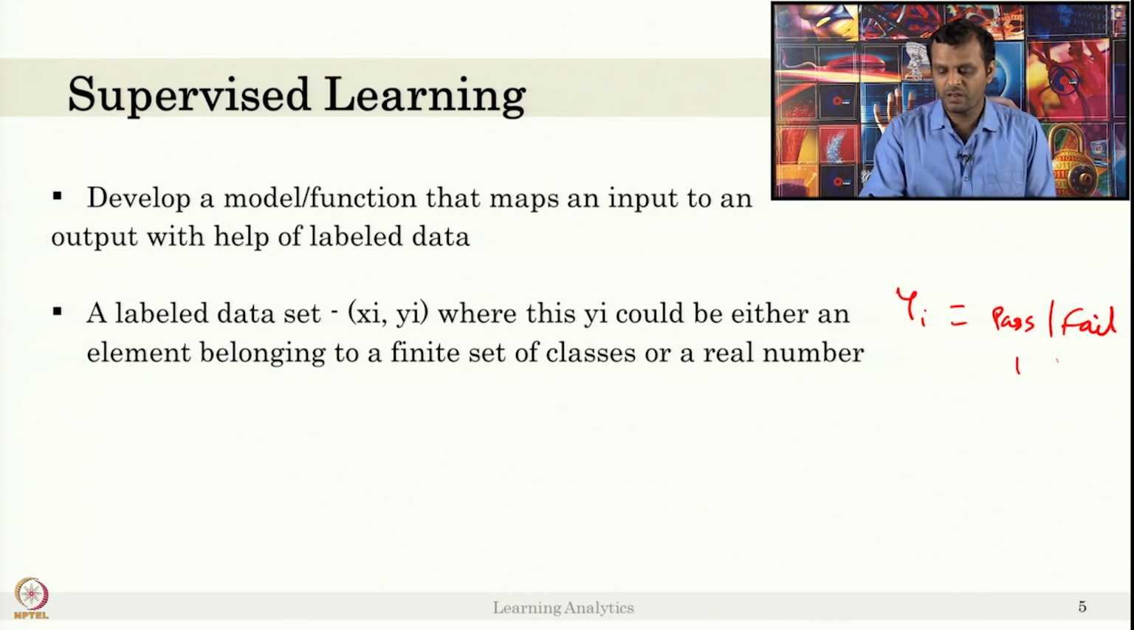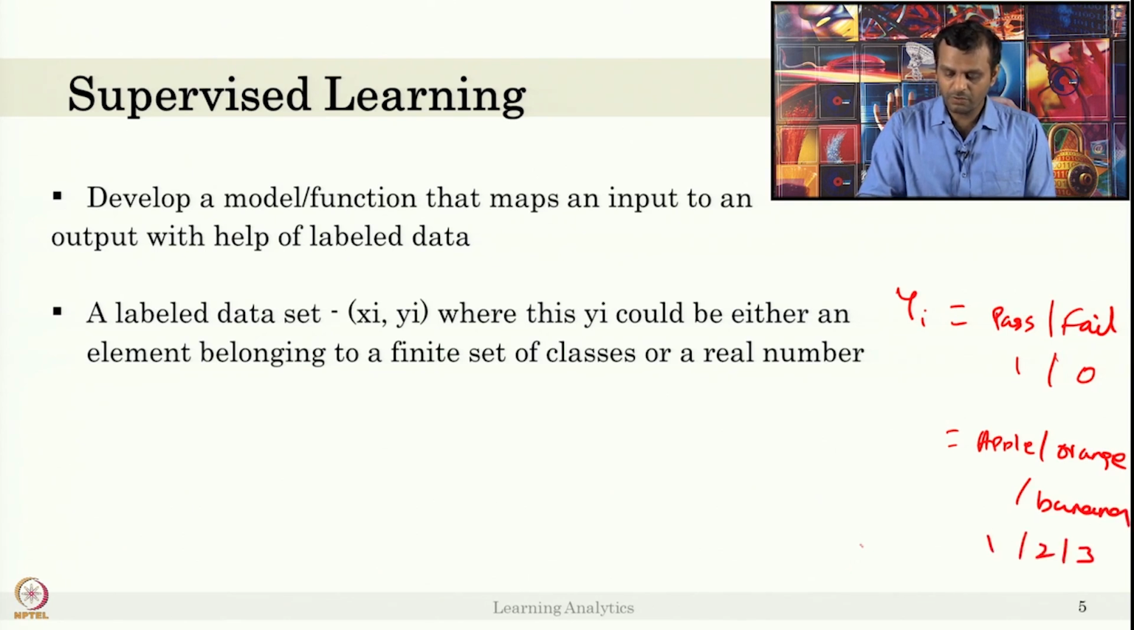Pass can be denoted as 1, fail can be denoted as 0, or it can be apple, orange, or another fruit. We can denote these as 1, 2, 3. So now yi is the set of 1, 2, and 3 in this example. Similarly, yi can be 0 or 1, a binary, or it can be the set of real numbers, as we saw in the previous class, like performance in the exam, like 63, 40, or 70, something like that.